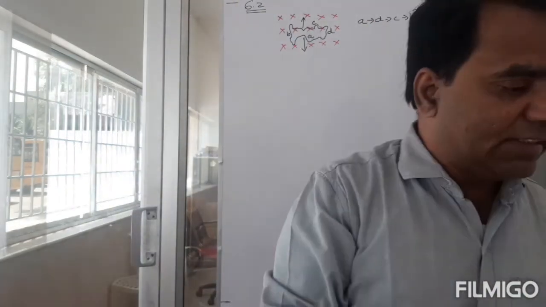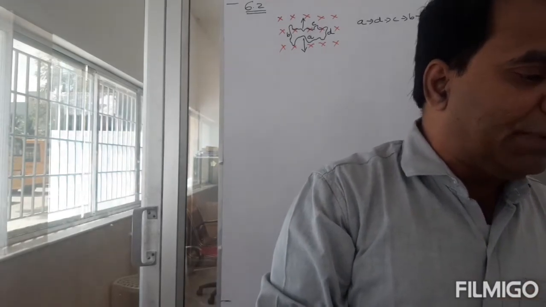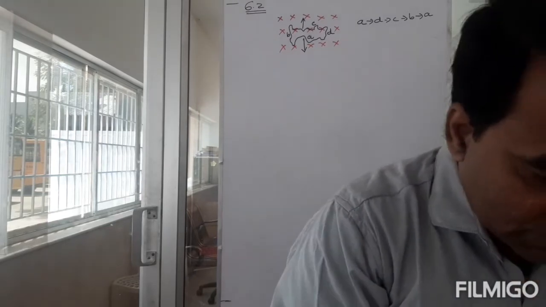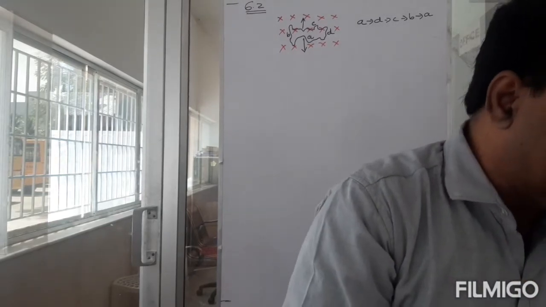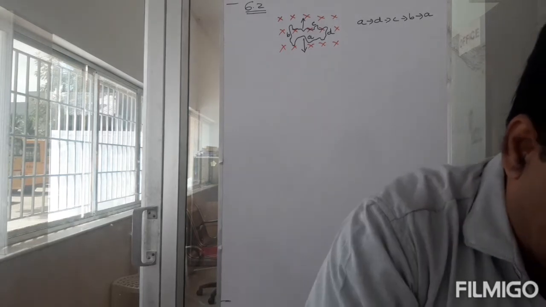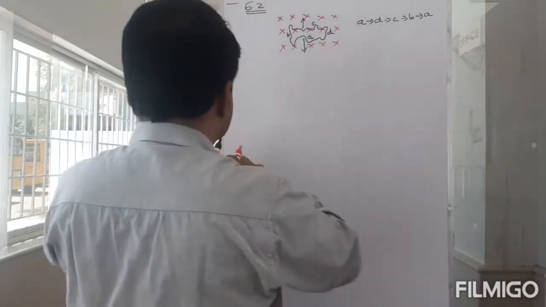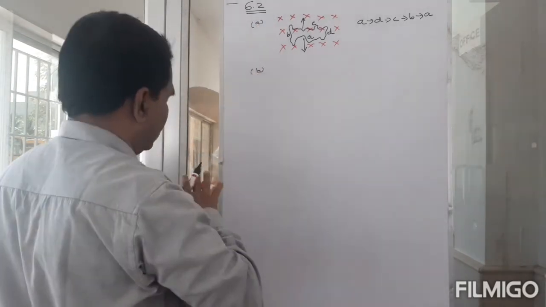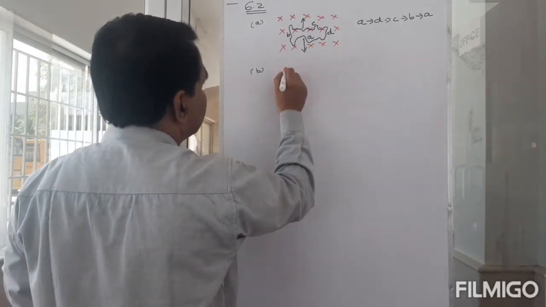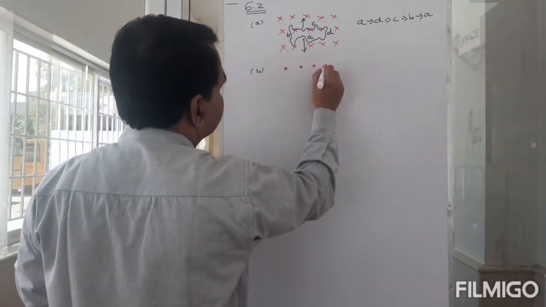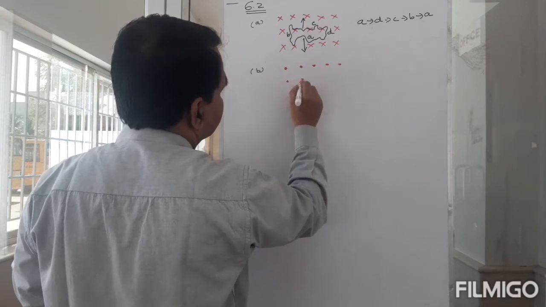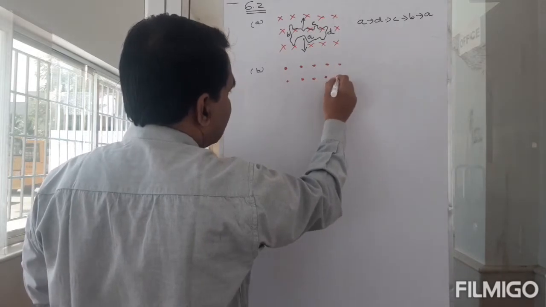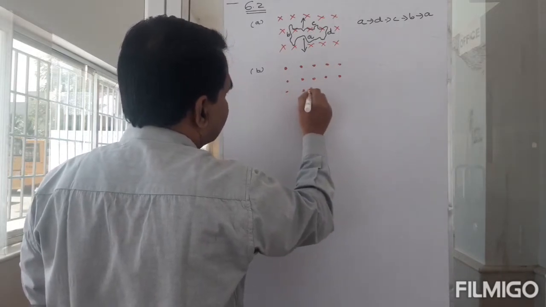What's the second one? The second one is a circular loop being deformed into a narrow straight wire. And in this case, the magnetic field is in the opposite direction. So this is A, and if I take B, the field is coming out. In the first case, the field lines are going in, now the lines are coming out. You see the arrow here.